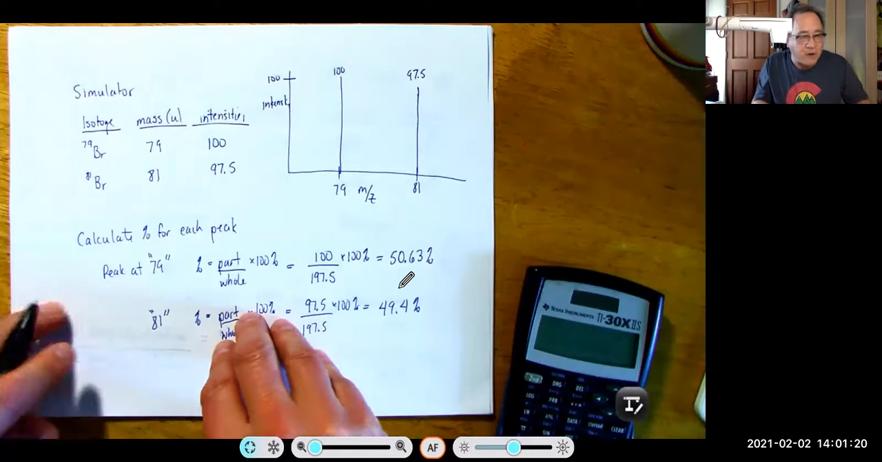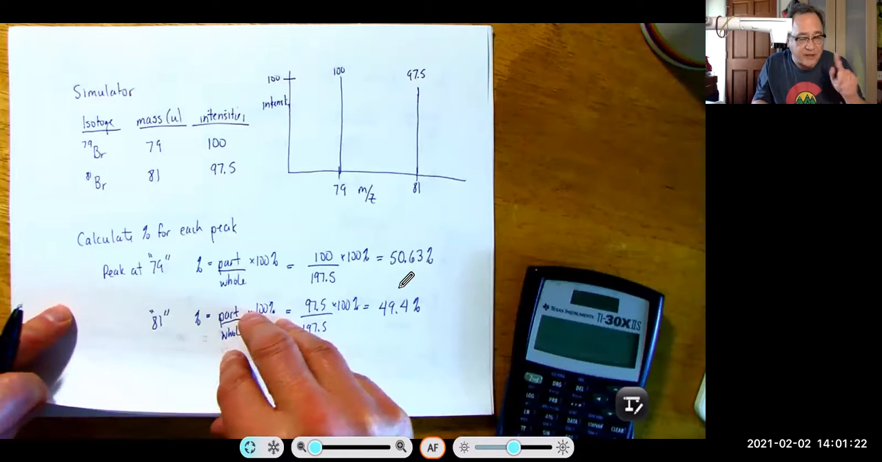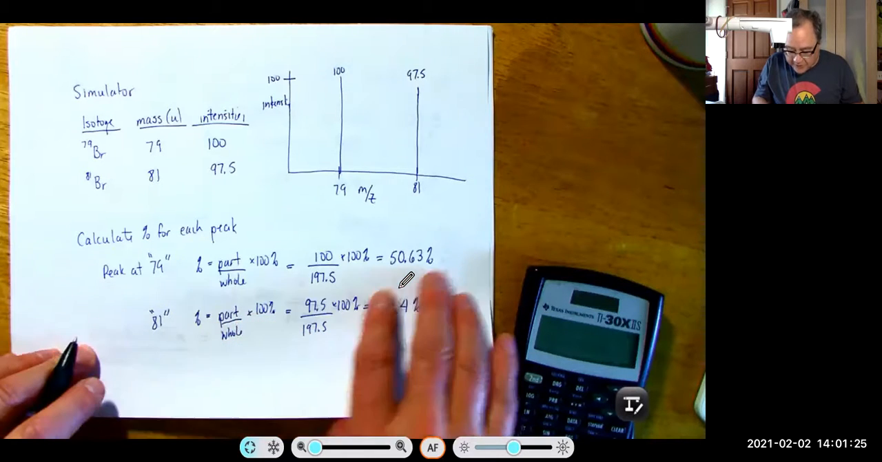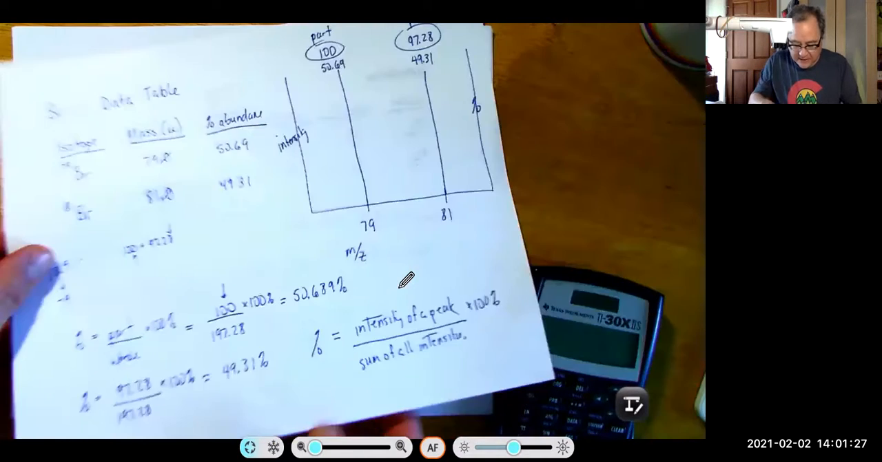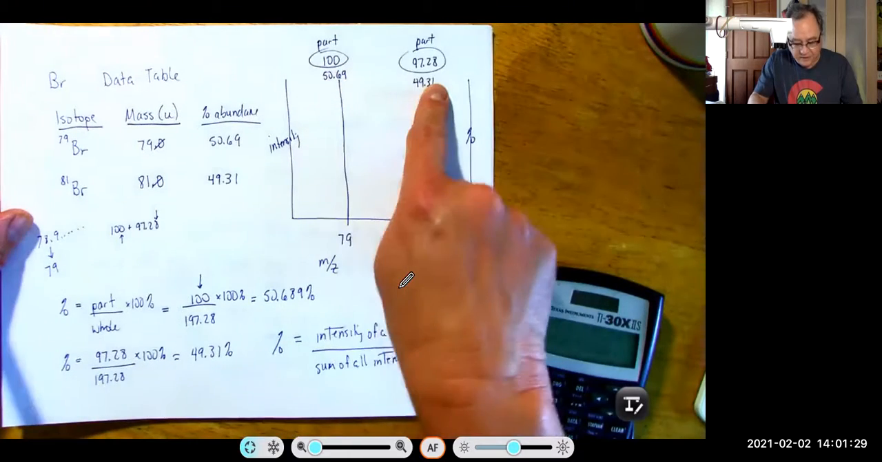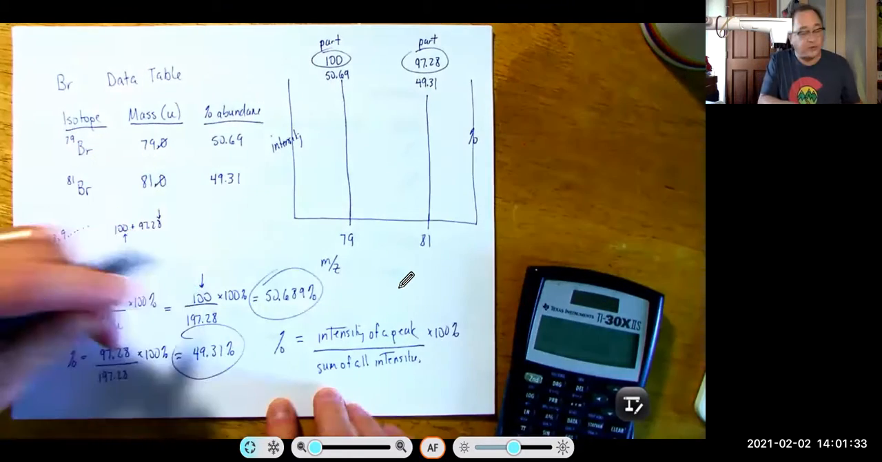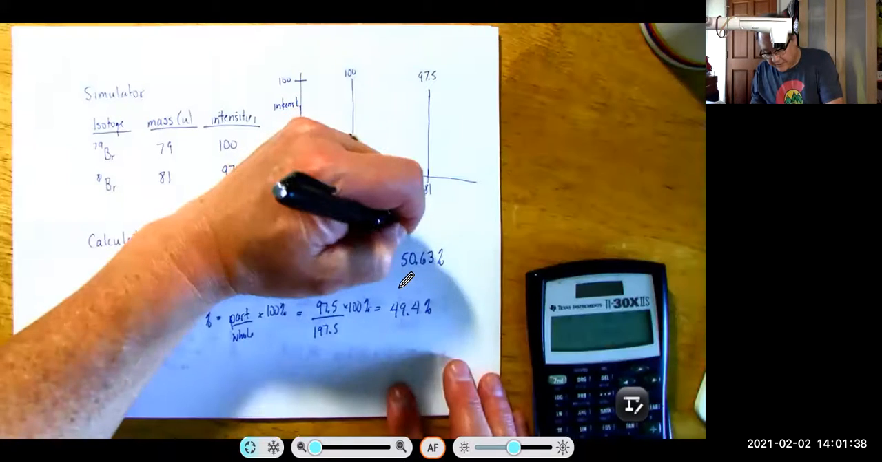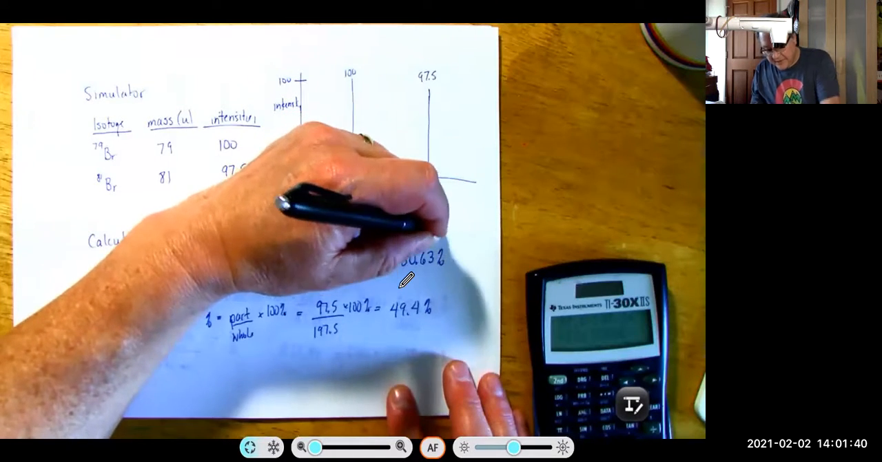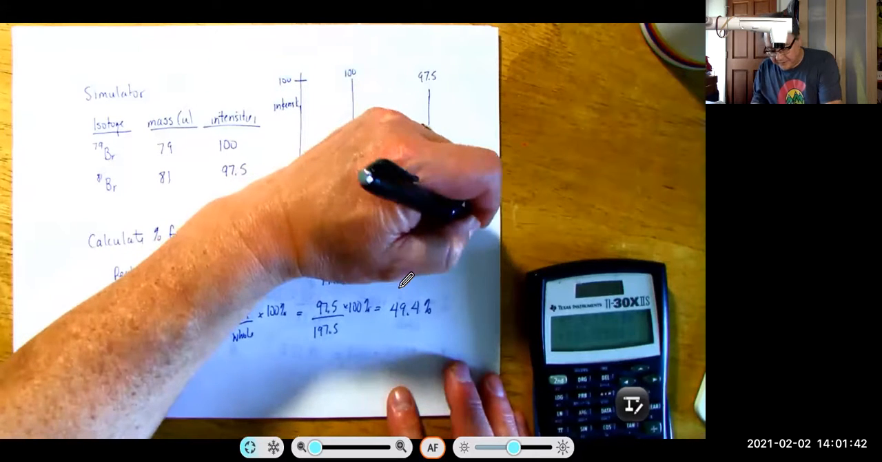Now, the next part of this step 1 says, look at these numbers and compare them to what we got here. So here's the numbers we calculated here, and let's write them down and compare the two. So this is the simulator, and this is from WebElements.